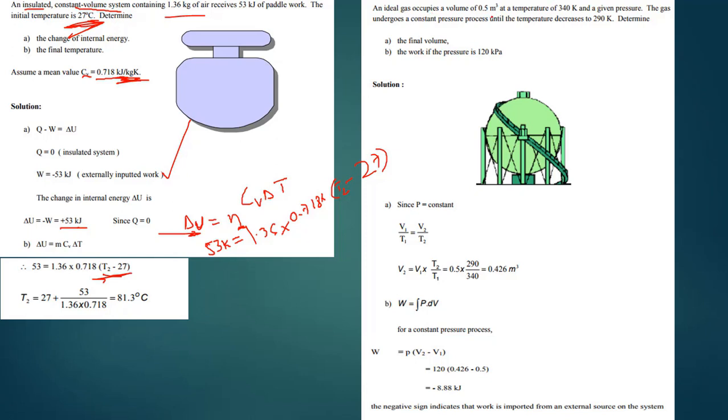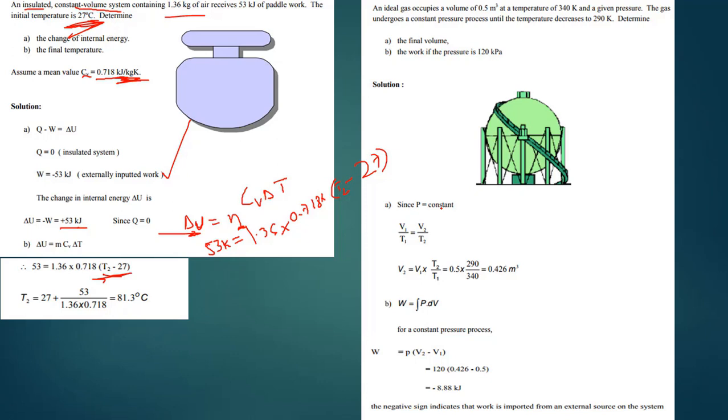Ideal gas occupies volume of 0.5 meters cubed at a temperature of 340 Kelvin and given pressure. The gas undergoes constant pressure process, isobaric here sasa, until the temperature decreases to 290 Kelvin. Determine the final volume. So since pressure is constant, sasa ni kudeal tu na hizi formula Charles. Tunatumia law gani hapo, volume na temperature?